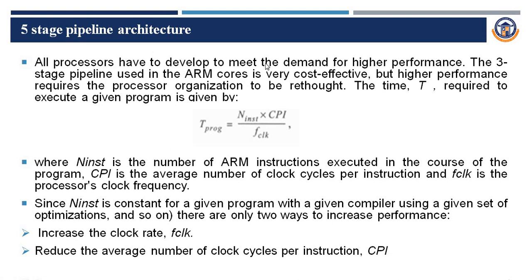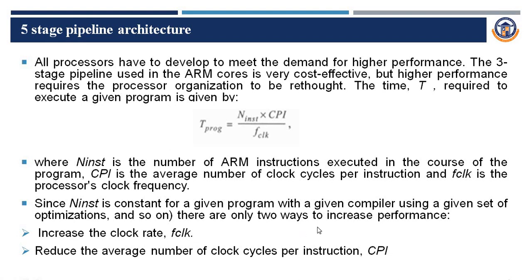To improve performance is the demand of nowadays life. In order to produce ARM cores in a cost effective manner and to increase the performance, let us consider the formula T, the time required to execute a given program, where T is equal to N instruction times CPI divided by F clock. What is N instruction? N instruction is the number of ARM instructions executed in the course of the program. What is CPI? CPI is the average number of clock cycles per instruction. Then F clock is the processor clock frequency.